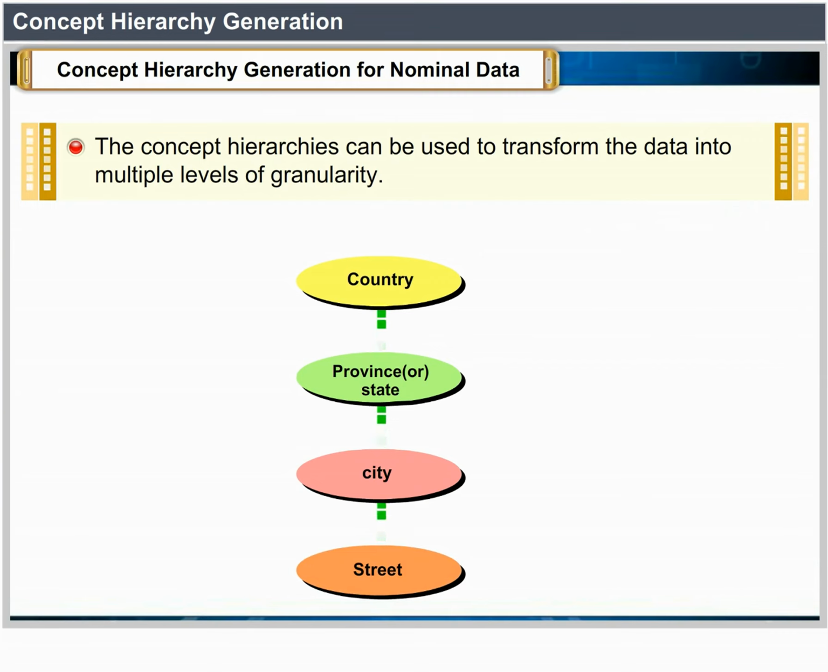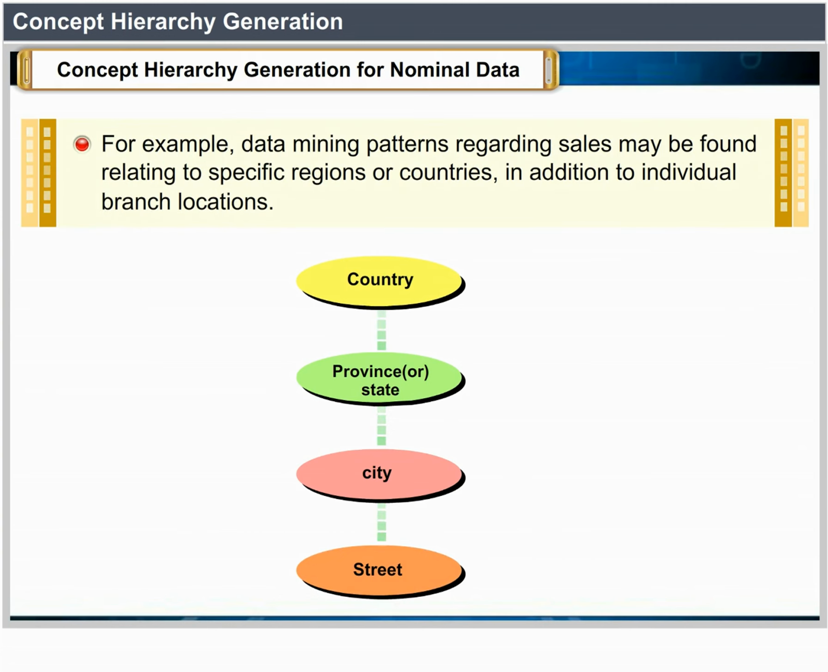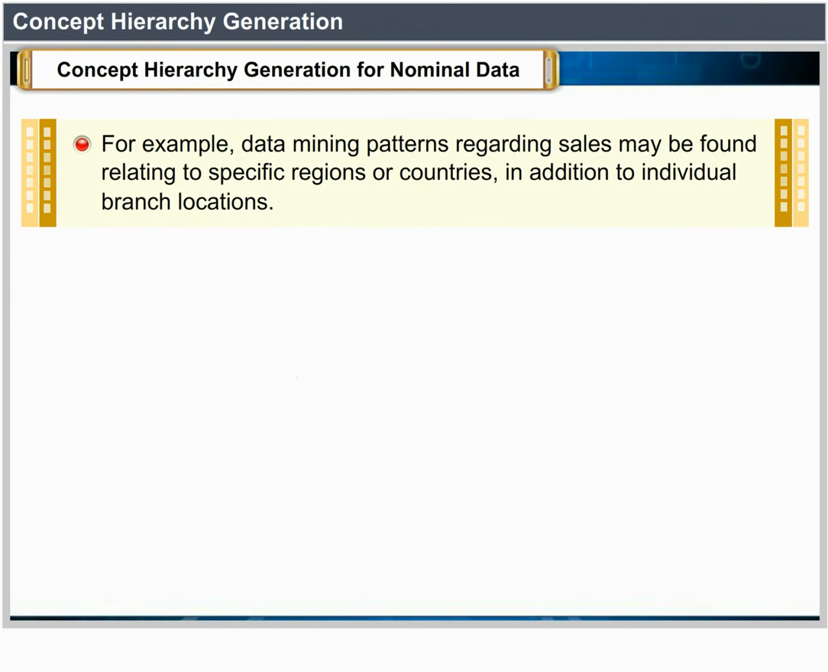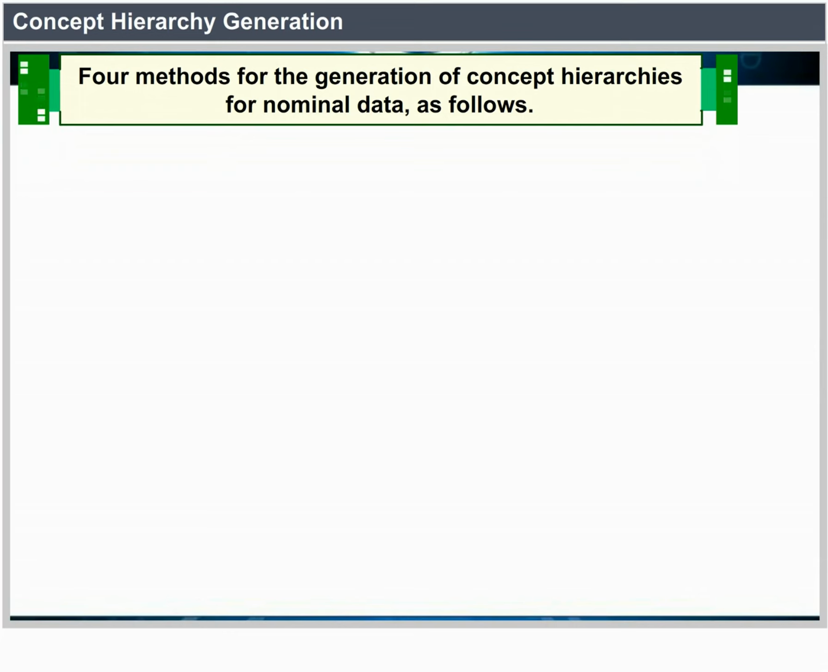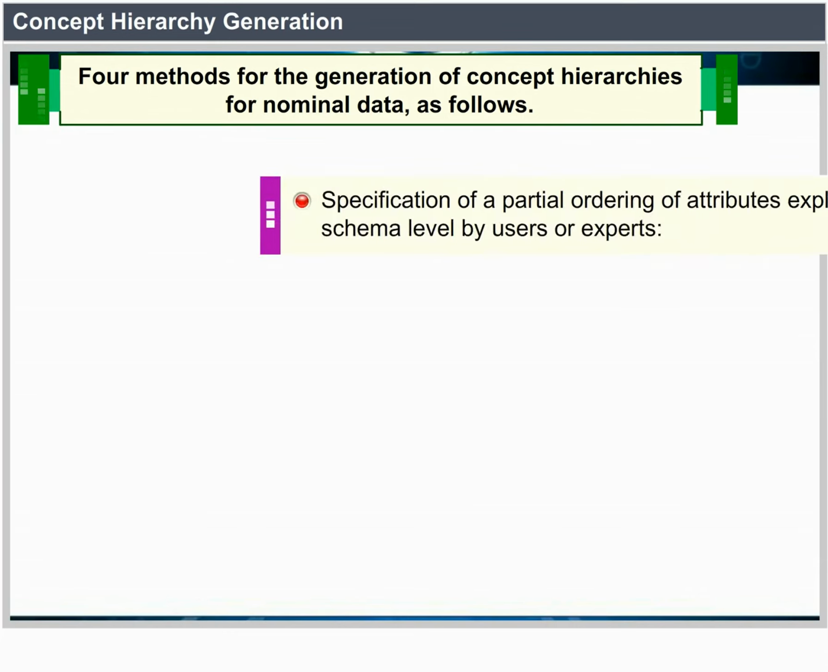The concept hierarchies can be used to transform the data into multiple levels of granularity. For example, data mining patterns regarding sales may be found relating to specific regions or countries, in addition to individual branch locations. There are 4 methods for the generation of concept hierarchies for nominal data, as follows.